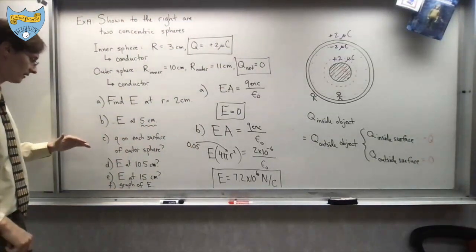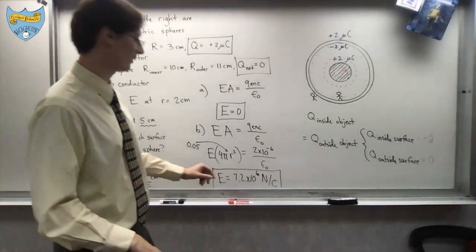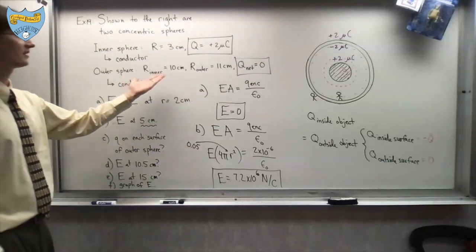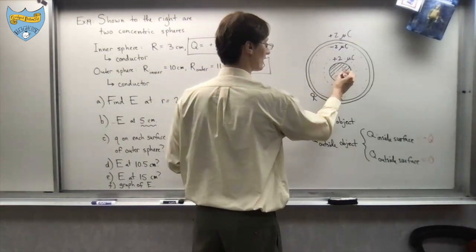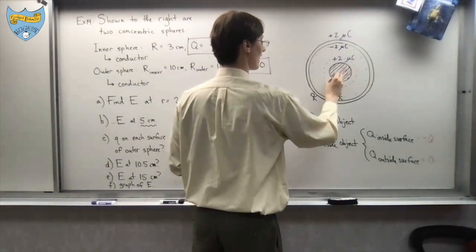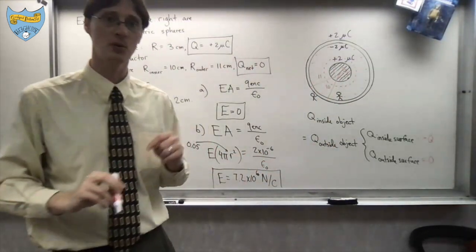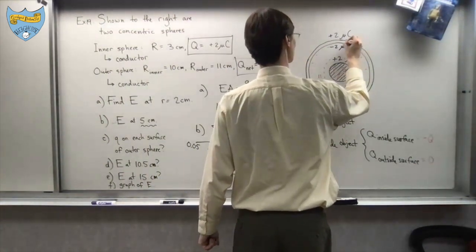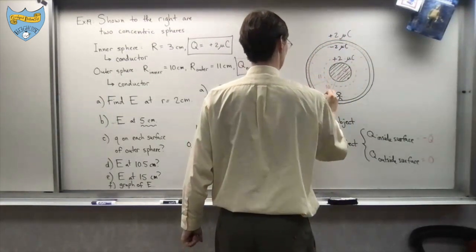All right, so let's move on to D now. D wants to know the electric field at 10.5 centimeters. Again, if we've looked carefully at the prompt, the inside surface of the outer sphere is 10 centimeters away. The outside surface of it is 11 centimeters away. That means 10.5 is in the middle of this conductive material. And what is the electric field inside of a conductor?